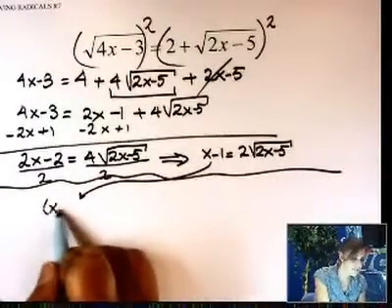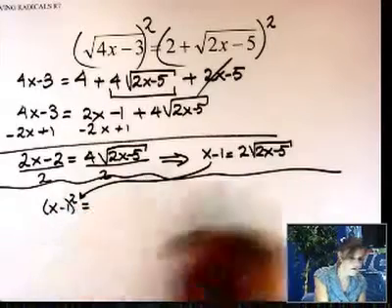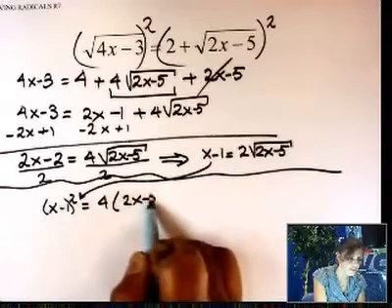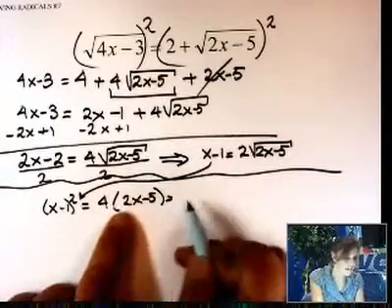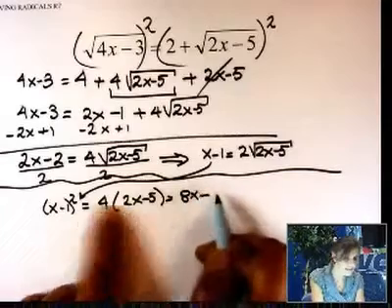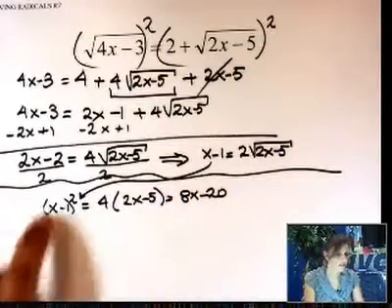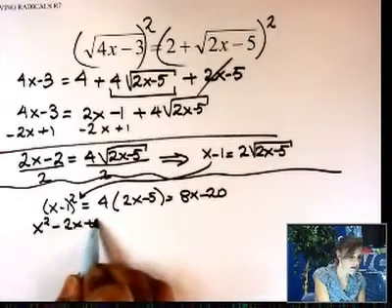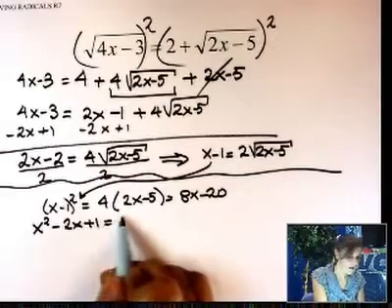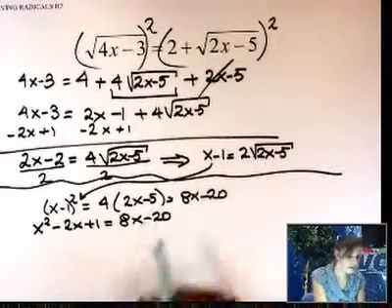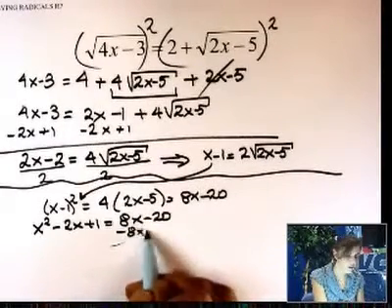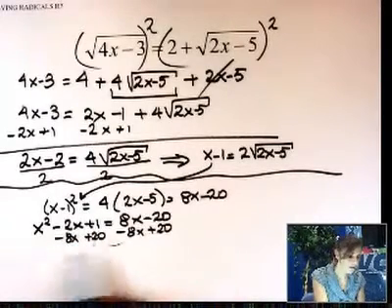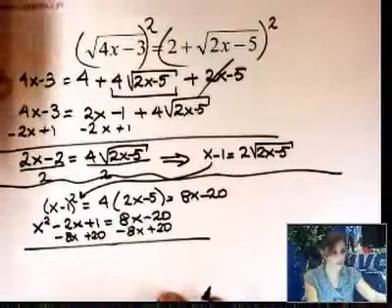You're going to get x minus 1 squared equals 2 squared, which is 4, times the square, which is 2x minus 5. Let's FOIL that in. That is 8x minus 20. Let's open that up. X squared minus 2x plus 1. Excuse me. 8x minus 20. Move that over. So move that over. So what am I going to get? Let's move down.